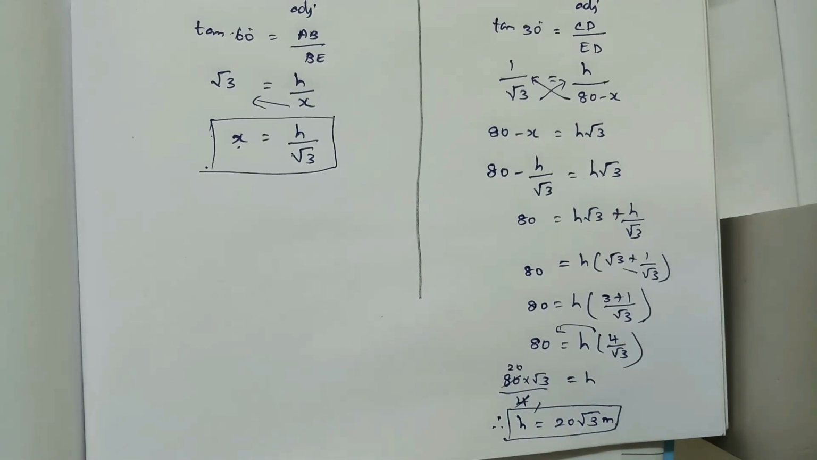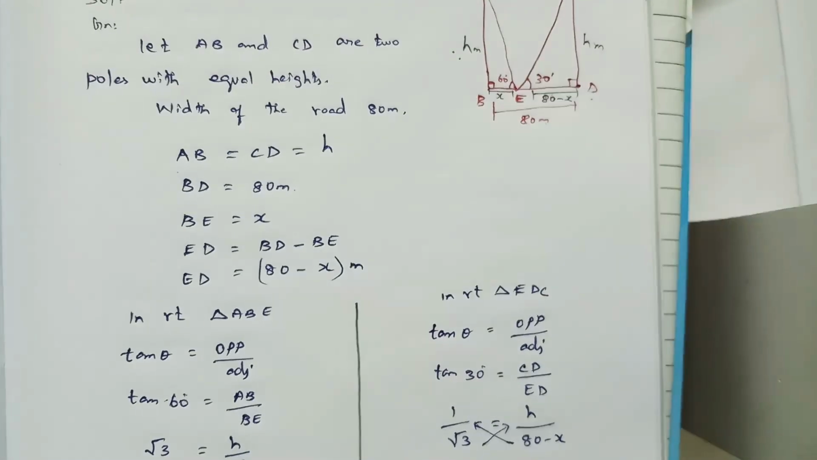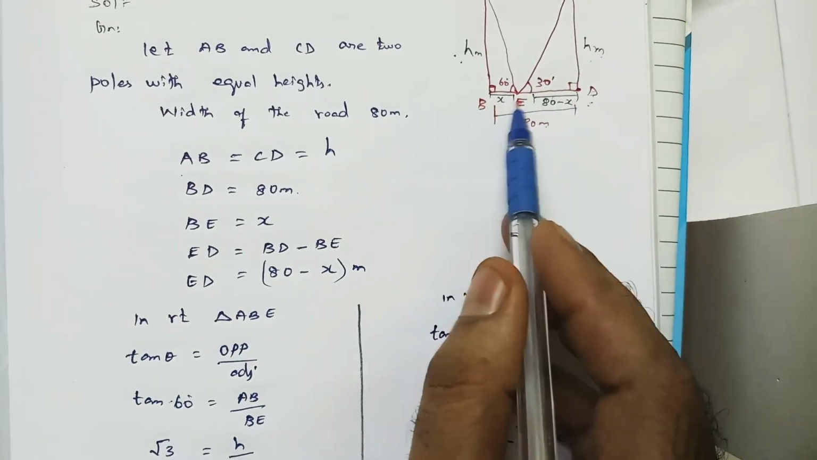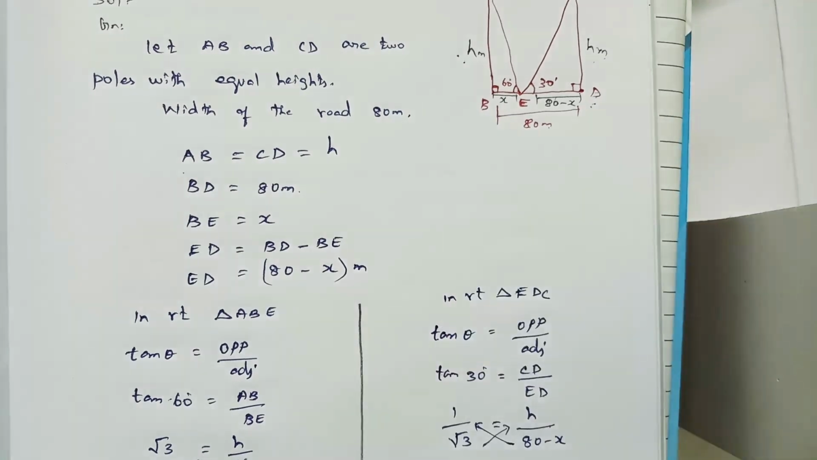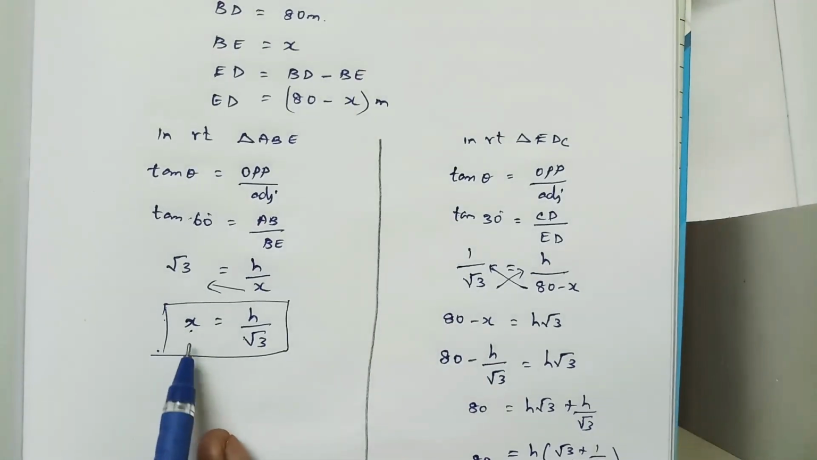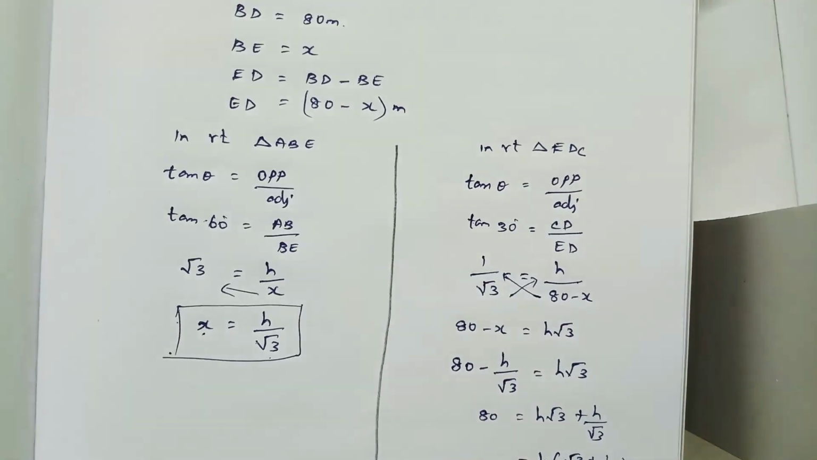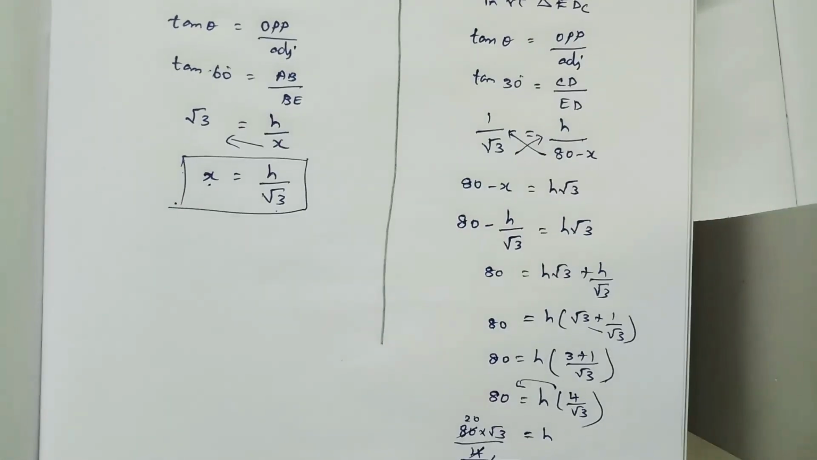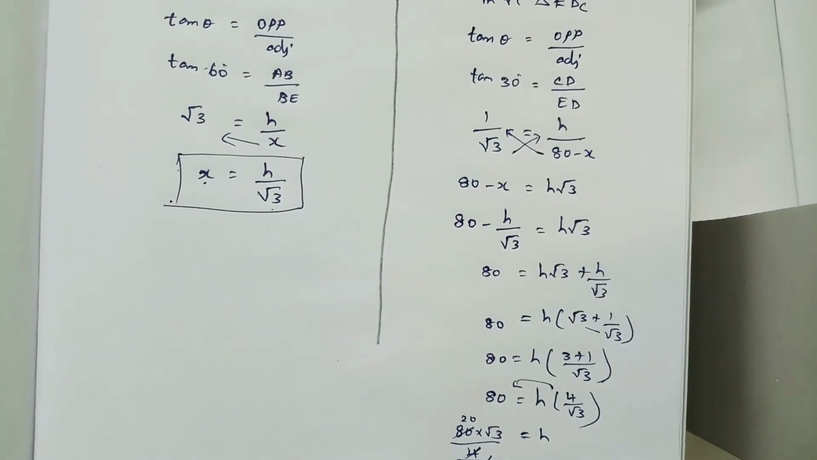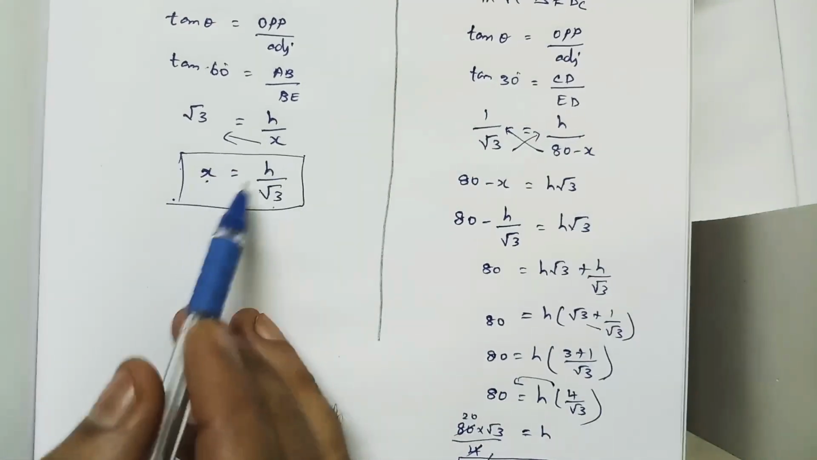But still we want to find something. What are the things we want to find? We want to find this BE as well as ED. What is BE? I am just assuming that as X. So, X is equal to H by root 3. We know the value of H, right? 20 root 3 meter. Substitute this H is equal to 20 root 3 in this X, we will get the value of X.